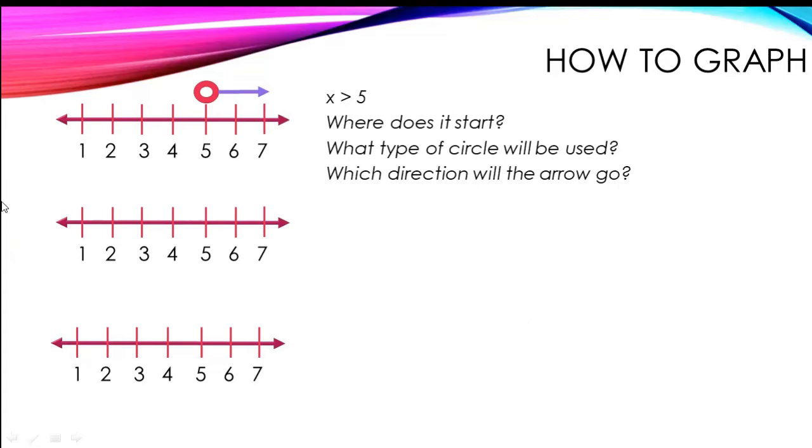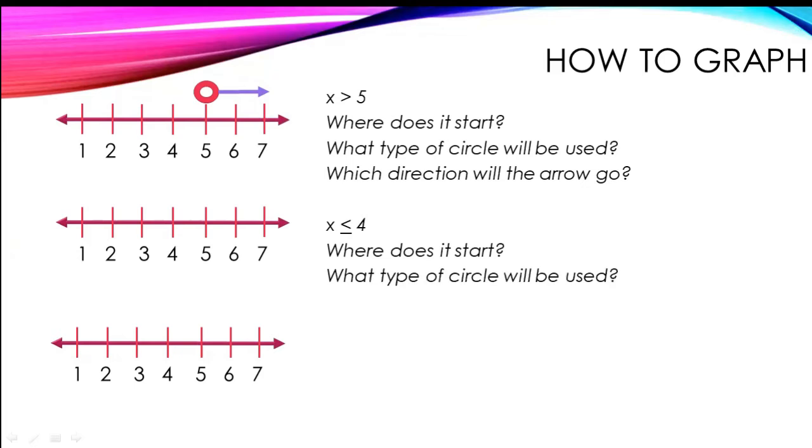Now let's see how to graph. The next question is x is less than or equal to 4. Now the same question: where does it start? What type of circle will you use? It starts at 4, but what type of circle? Closed circle. It means 4 is included here. And which direction will the arrow go? Less than. All the values less than 4 are on this side: 3, 2, 1. So we go to the left side.